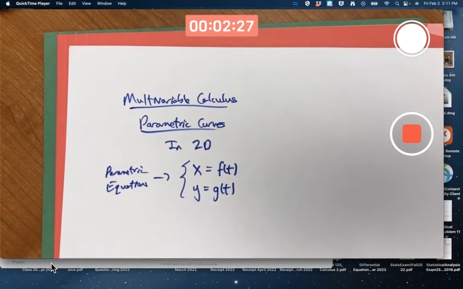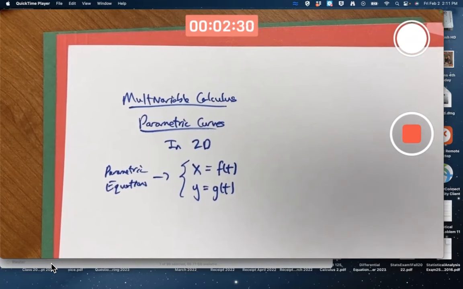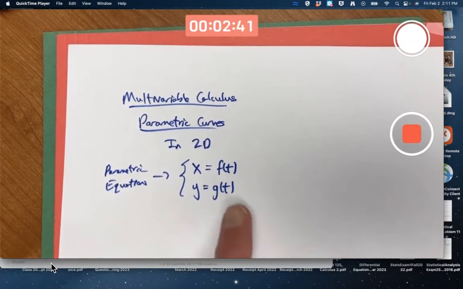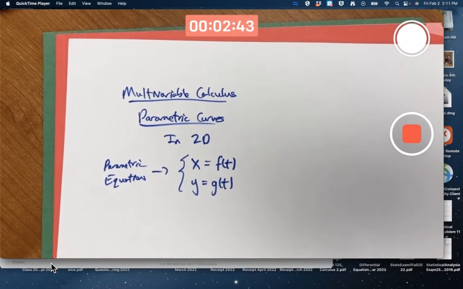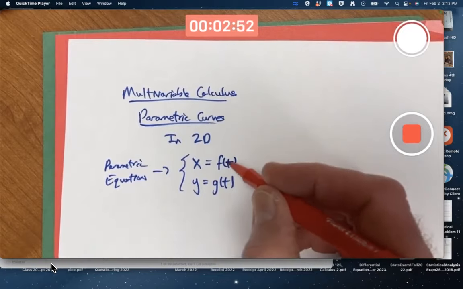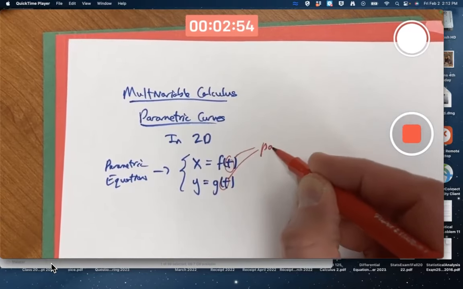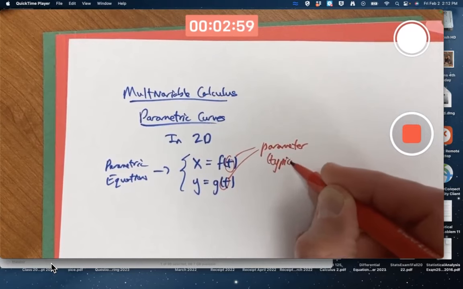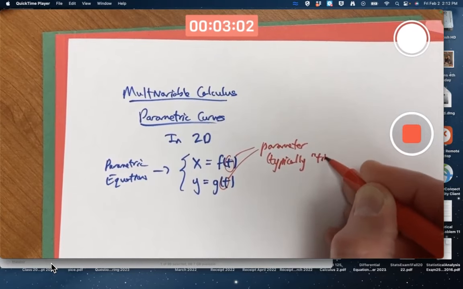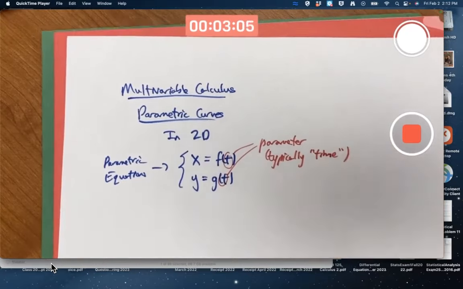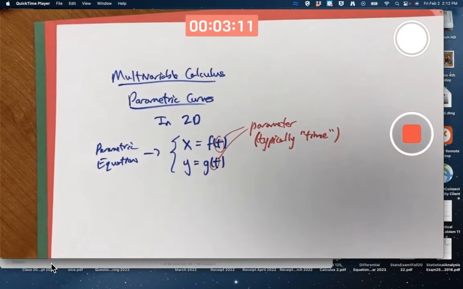T is typically thought of as time, though as the textbook author emphasizes, it doesn't have to be time. And there are some applications where it's not time. Probably the most common other kind of application is where the parameter is an angle, call it theta, say. But most commonly, t is time. T is the parameter. It's typically "time," I'll put the word time in quotes. Again, it doesn't have to be time.